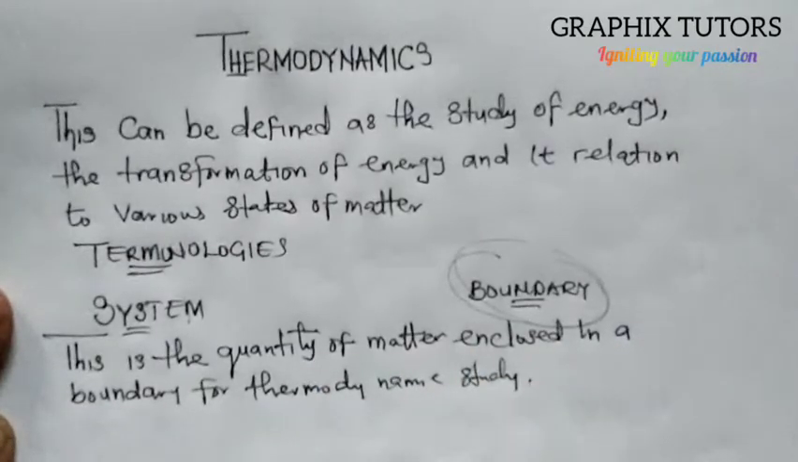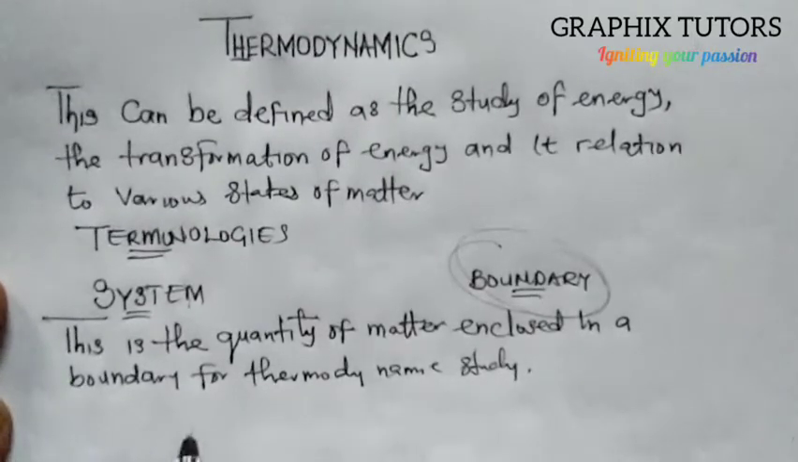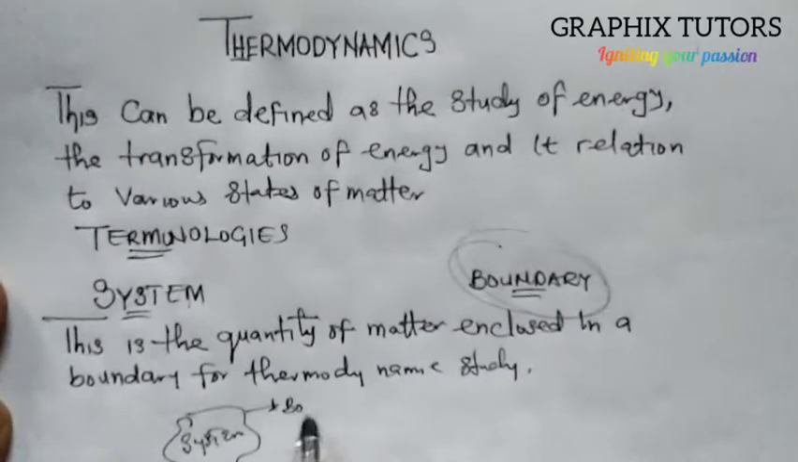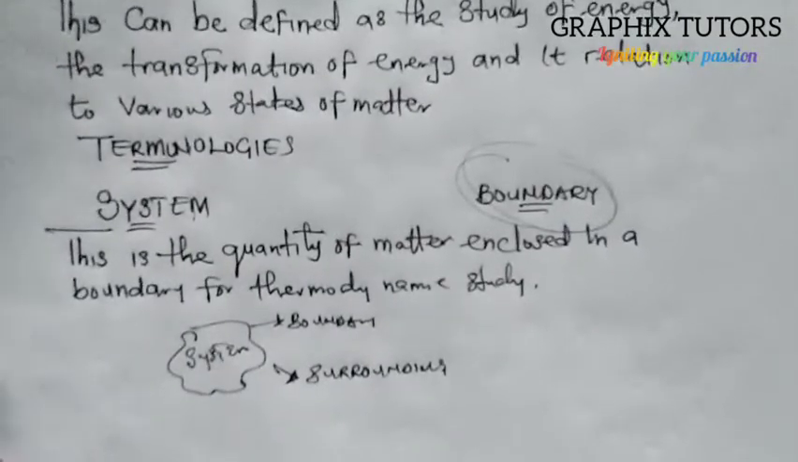But anything external to it is called the surrounding. Now, if I give a good illustration of this, if I have something like this, what is inside it is the system. What is separating the system from it is called the boundary, right? And anything external to the boundary is called the surrounding. So the surrounding is anything external to the system. Are we good?